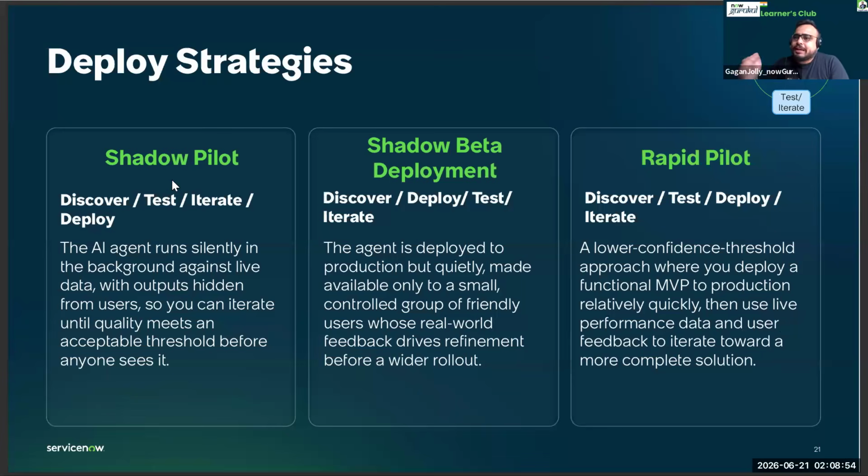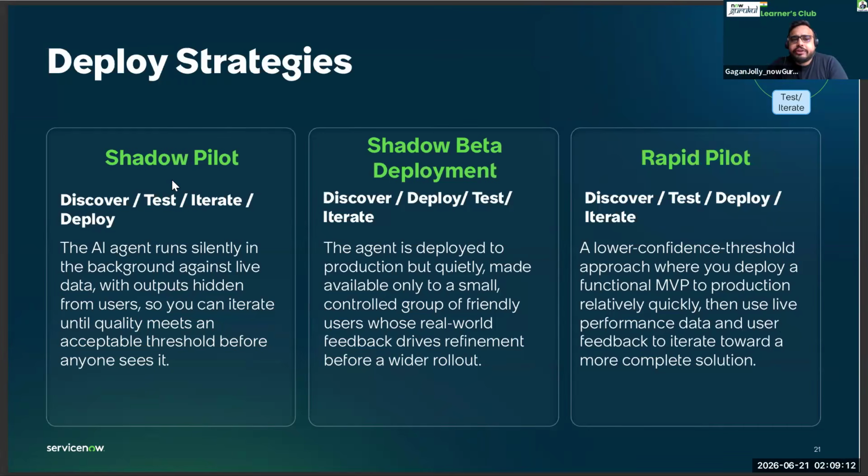All right. What can be the deploy strategies out there? This is something that I think, if you're part of large transformation programs where you roll out solutions, how do you deploy? You can do a shadow deployment where you can discover, test, iterate, and deploy.